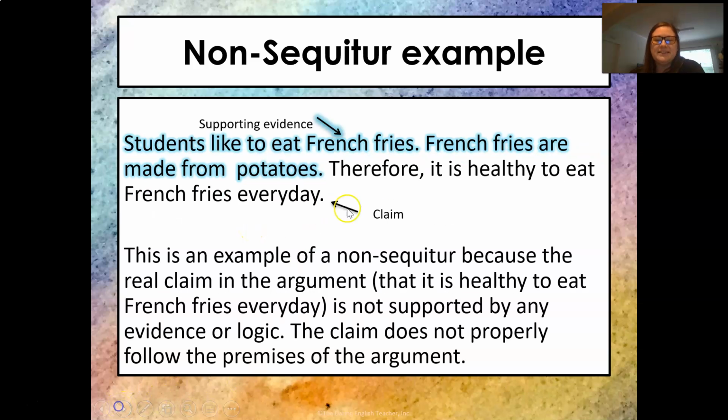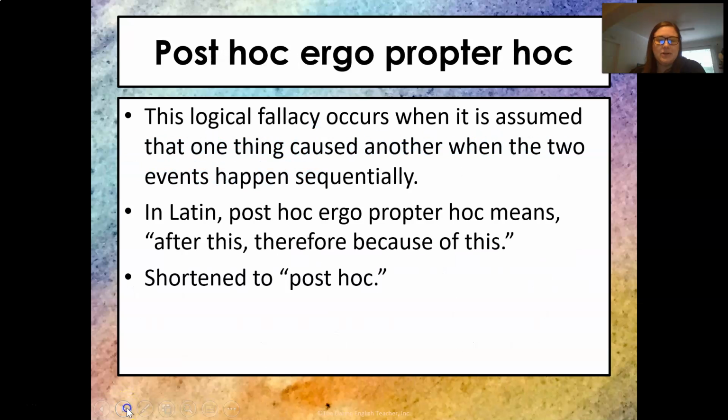So if we look at this, if the claim is it is healthy to eat French fries every day, we would assume that the supporting evidence would be something to do with the health of French fries or potatoes. But instead, the evidence that we're getting is students like to eat French fries and they're made from potatoes. That has nothing to do with the health of French fries. I think I see this one a lot of times in your analysis. You might end up with a claim at the end of your body paragraph that doesn't match the quotation that you said. And a lot of times you'll see I comment on your analysis, where in the quote do you see this? That's because the supporting evidence that you're given doesn't match the claim, so you're using a non sequitur.